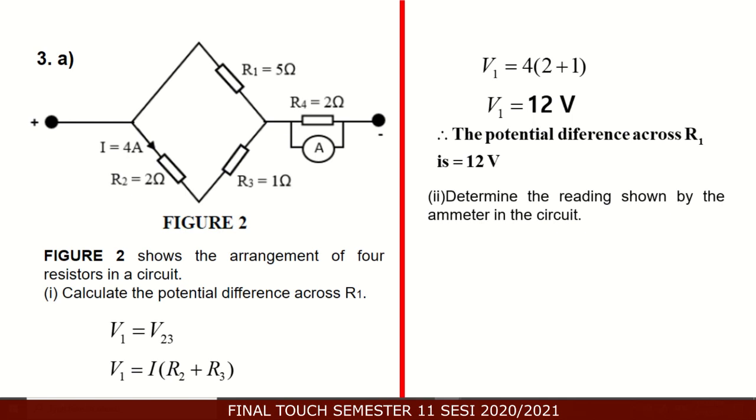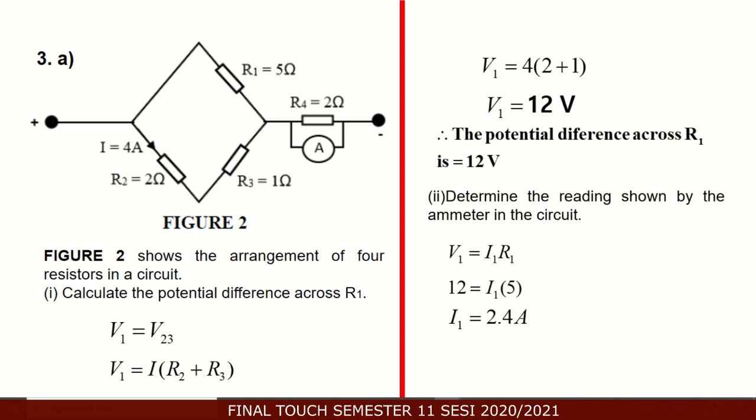3A2, determine the reading shown by the ammeter in the circuit. So you must determine I4 here. Before determining I4, we must have I1, the current across R1. So we can use V1 equals I1 R1. V1 equals 12 volts and R1 equals 5 ohm. So you can determine I1. So I1 equals 2.4 ampere.